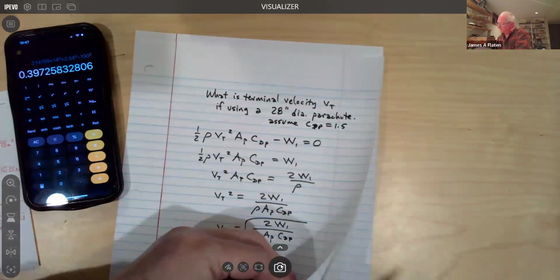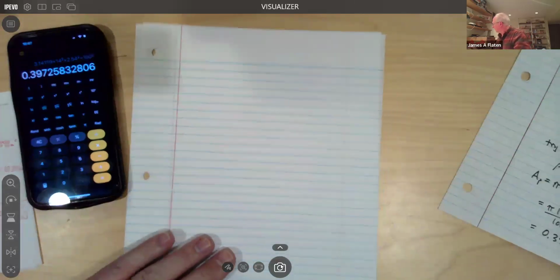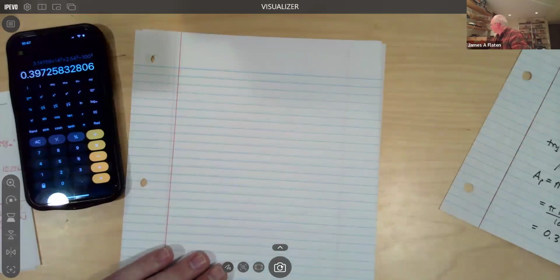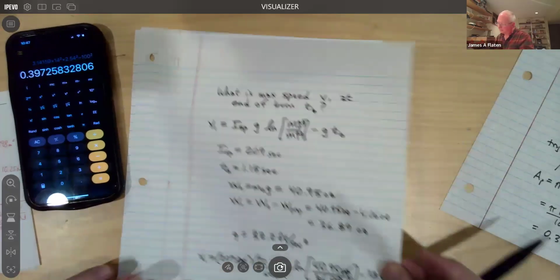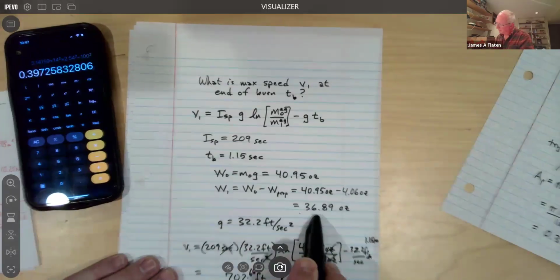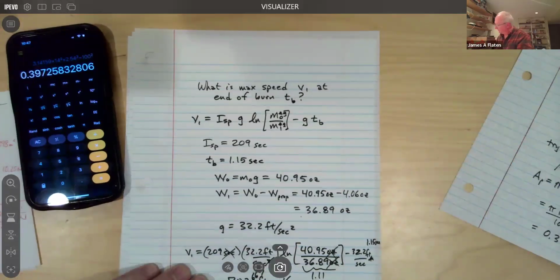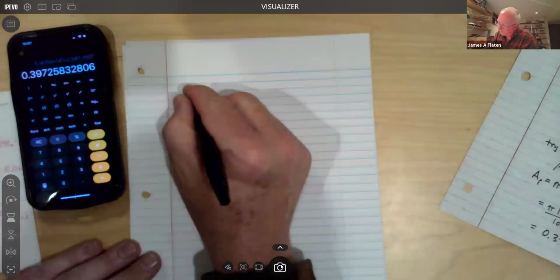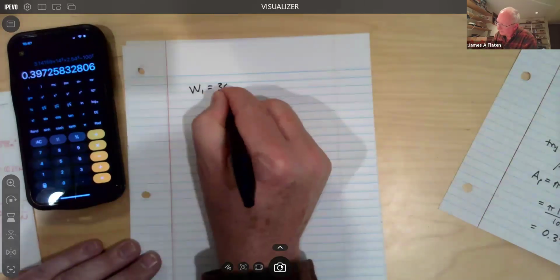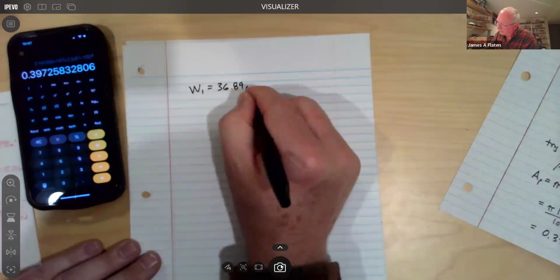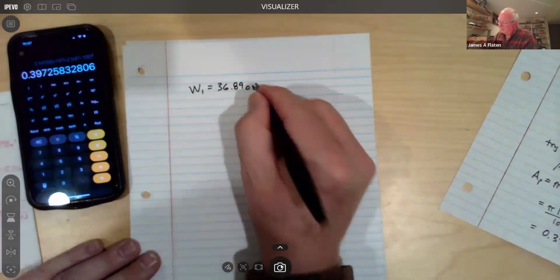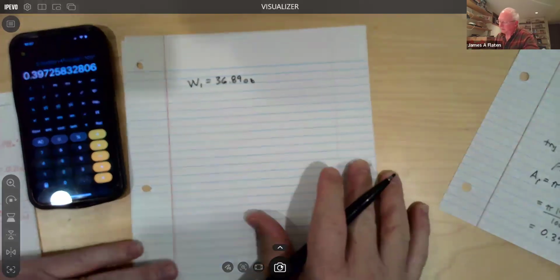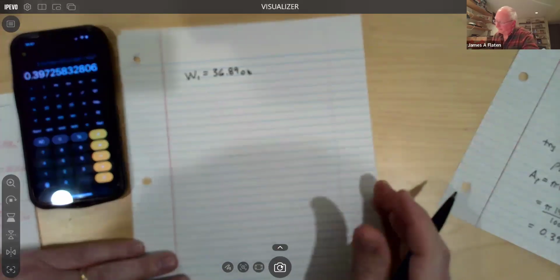So let me remind myself from my last calculation that the weight is 36.89 ounces. Okay, so W1 was 36.89 ounces. And I'm interested in changing this weight into newtons.